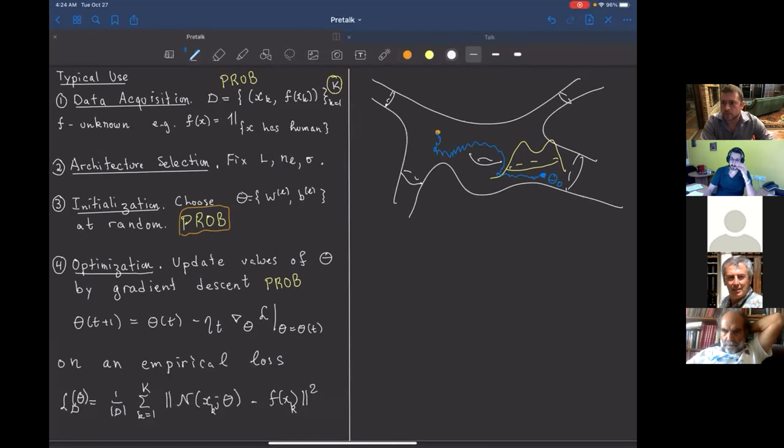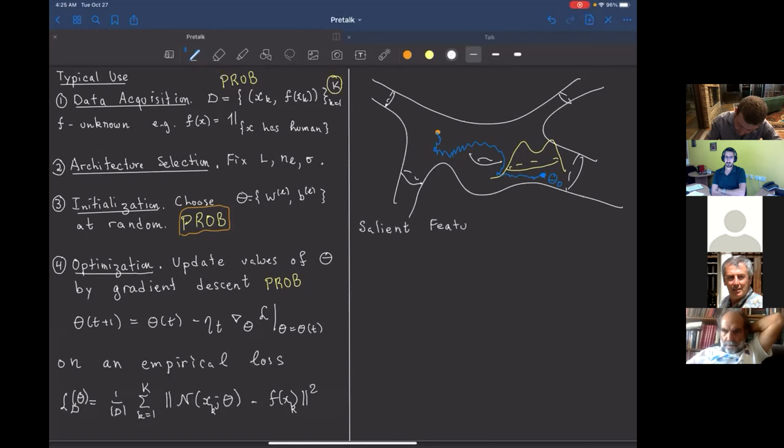Another question: what are the architectures that are used in practice? How long does it take to actually run this process? Can you do it for big values of L and N_L and so on? Yeah, that's a great question. Let me write here, that was what I was going to do anyway.